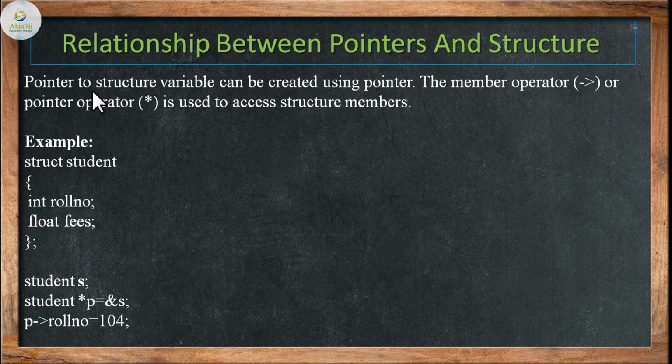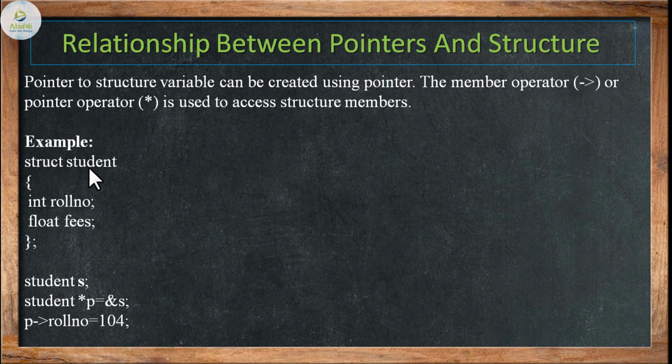A pointer to a structure variable can be created by using pointers. The member operator that we have, that is the arrow operator, or the pointer operator that we have, that is called the asterisk operator, is used to access the structure members.